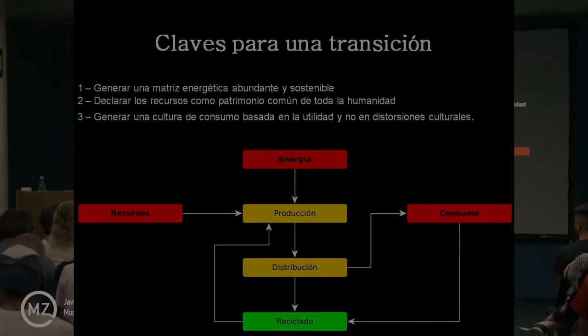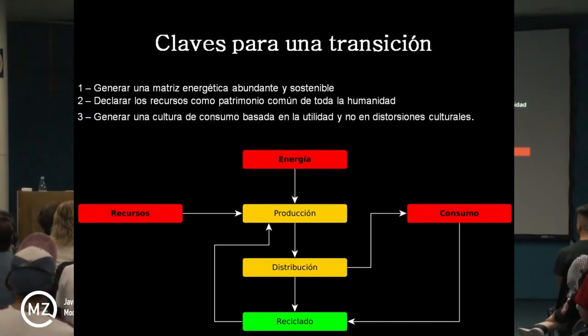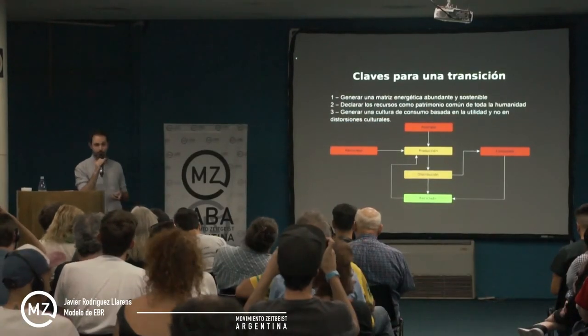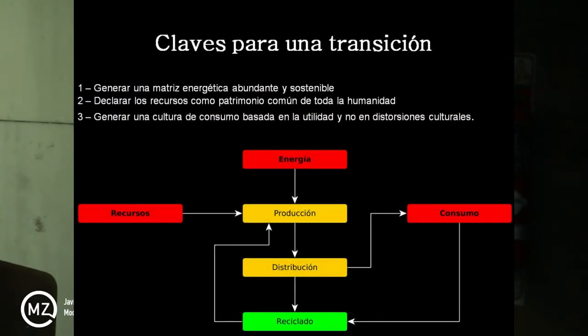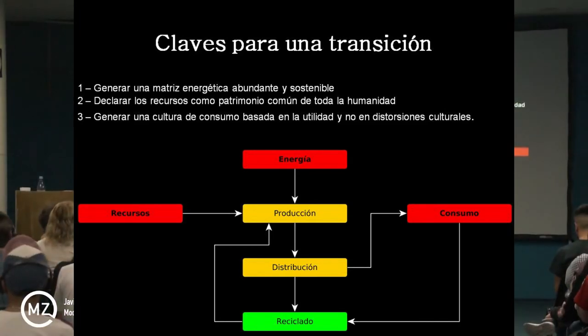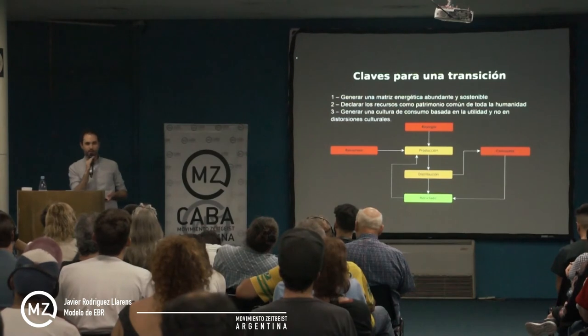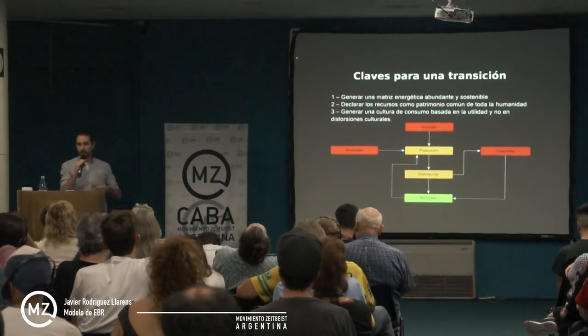Now, having said all this, let me show you some keys for transitioning to this system. The first step is to come up with an abundant and sustainable energy matrix. It is important to think about sustainability of the species, to declare all resources as the common heritage of the entire humankind. So this requires some awareness raising for this to be implementable. And then to build a culture of consumption based on the utility and not on the distortions of the cultures. I may want to have 700 cars, but that is a completely validated cultural distortion. So actually, I need efficient, effective transportation. I want to go from point A to point B as fast as possible. So this requires a significant cultural change.